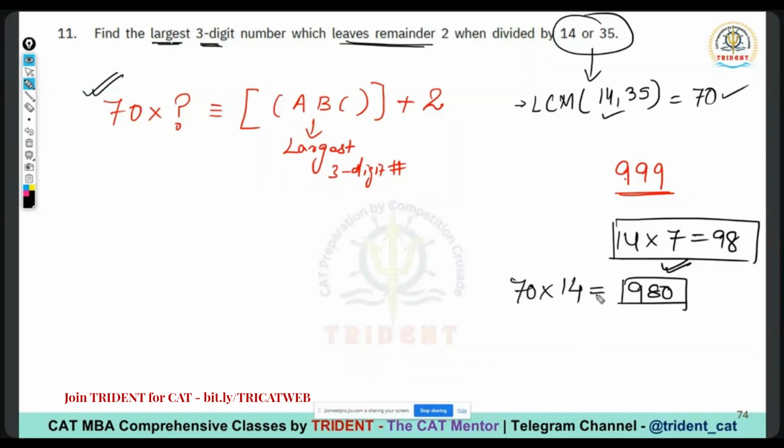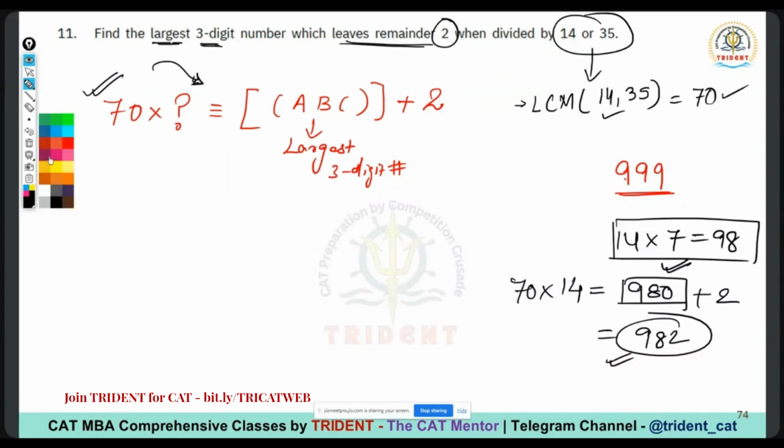No. The answer has to also compensate for the fact that the remainder is 2. So 980 plus 2 is in fact the answer, but I am not sure if I have been able to explain this to you. Till the previous question, we were looking for the least number. If that was the least three-digit number, I would say 142, because 70 into 2 is 140, plus 2.